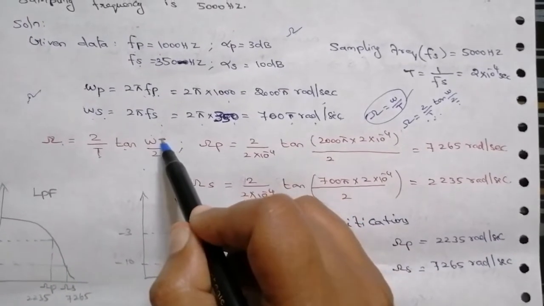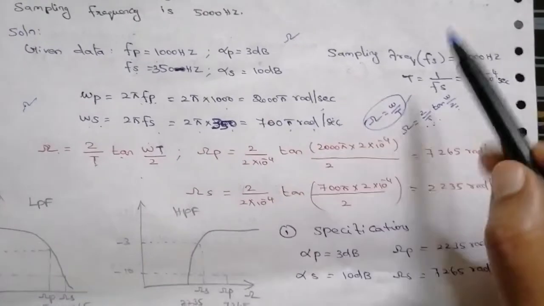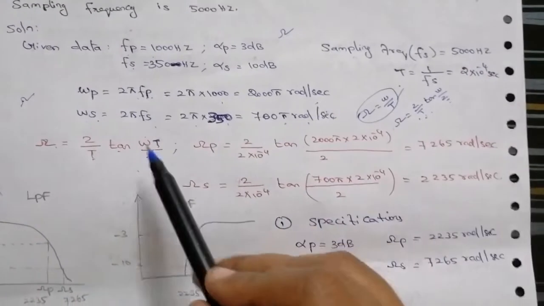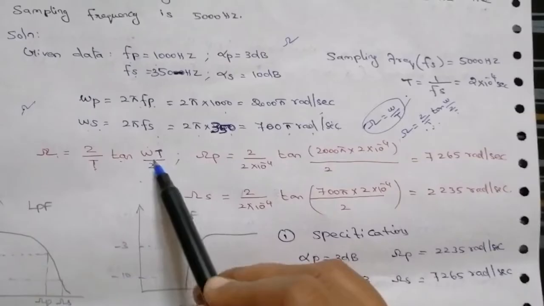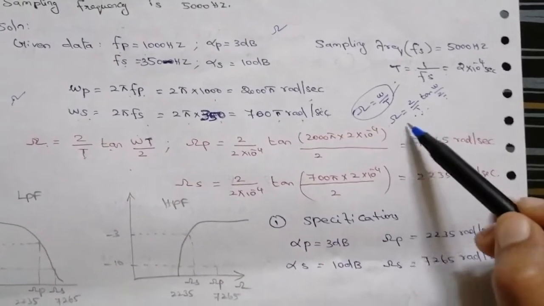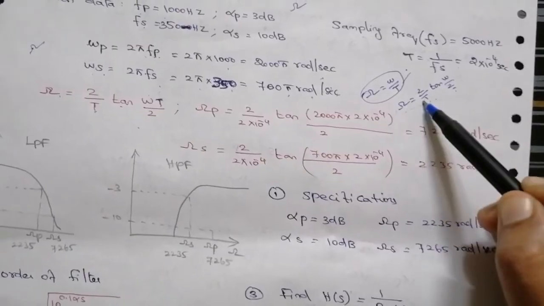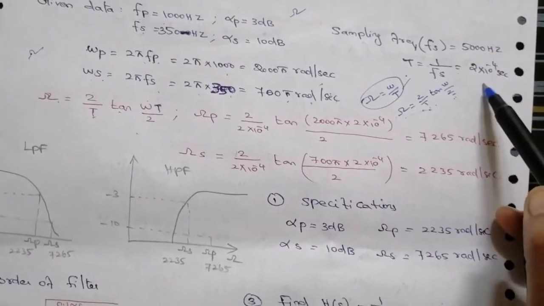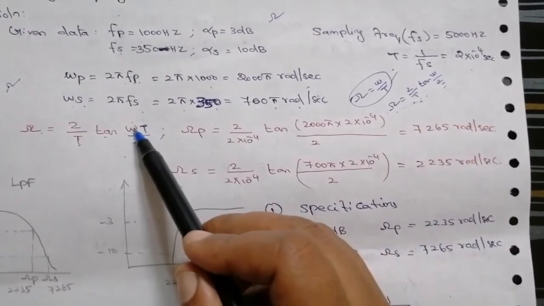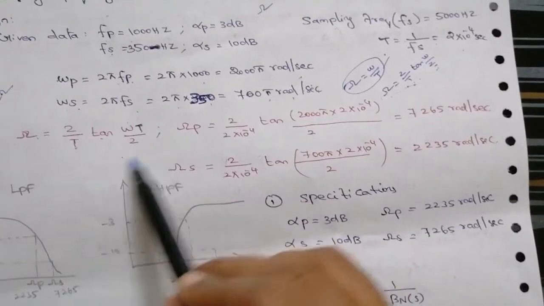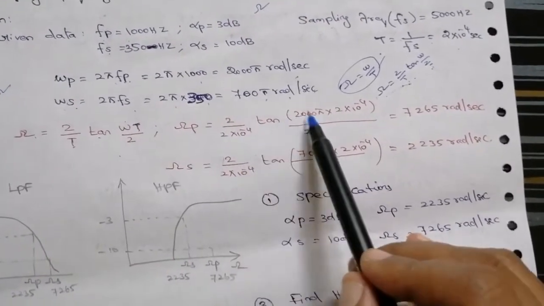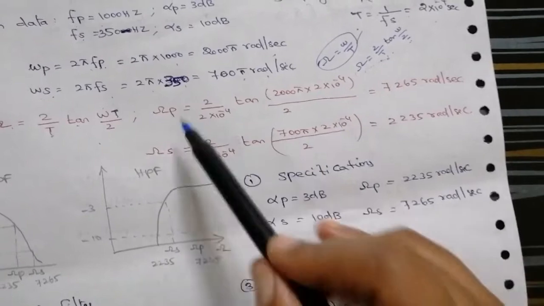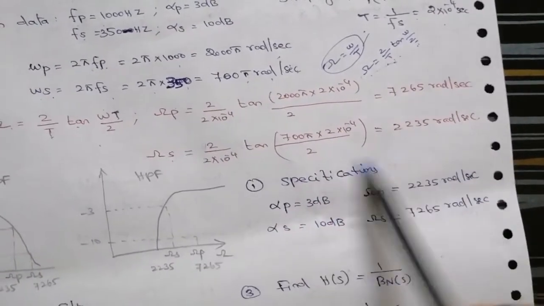Here, why do I multiply by T? If the sampling period is too small, less than 1 second, then you have to multiply T with omega. If T equals 1 second, this formula is enough: sigma equal to 2 by T tan of omega by 2. If T is less than 1 second, then T is multiplied with omega also. So by using sigma p equal to 2 by T tan of omega T by 2, finally we get 7265. Sigma s is 2235.